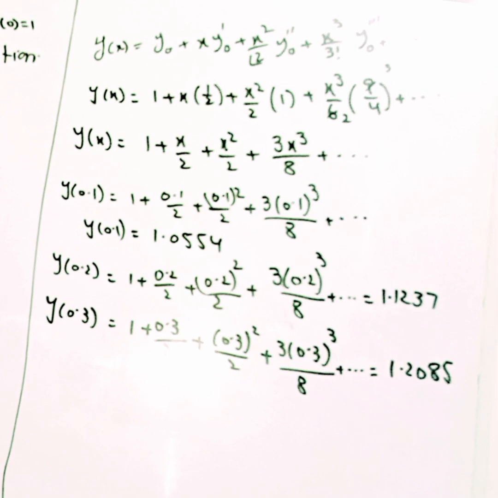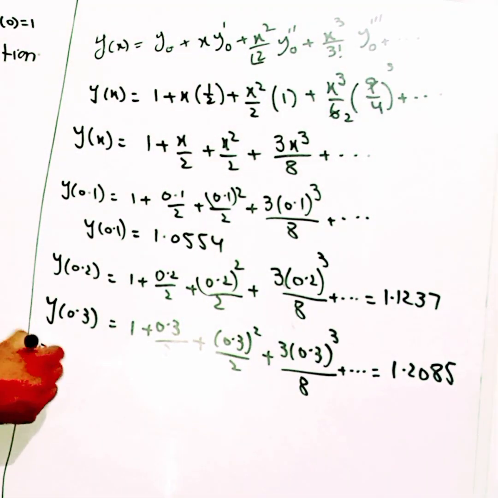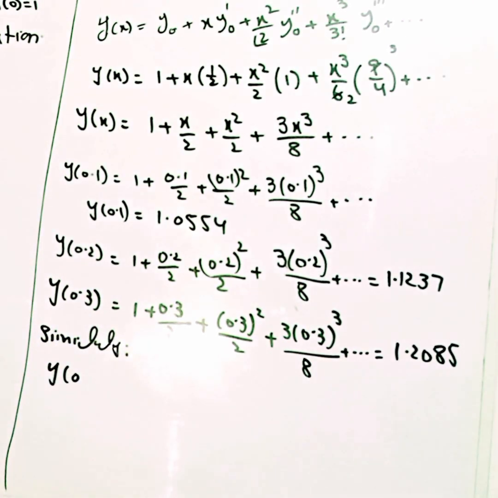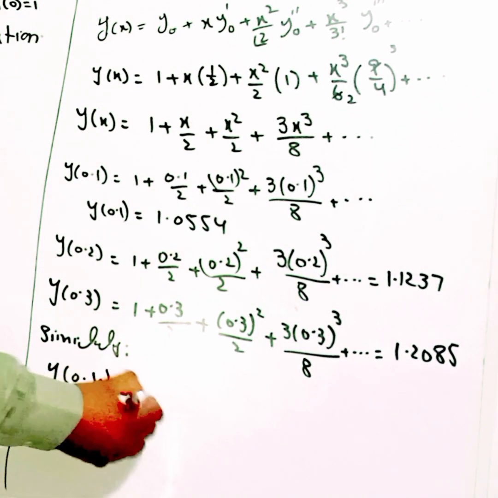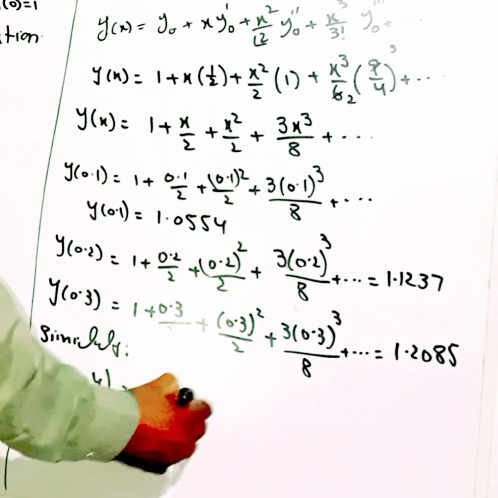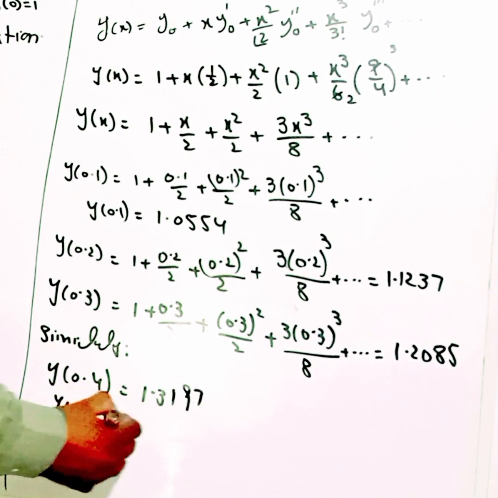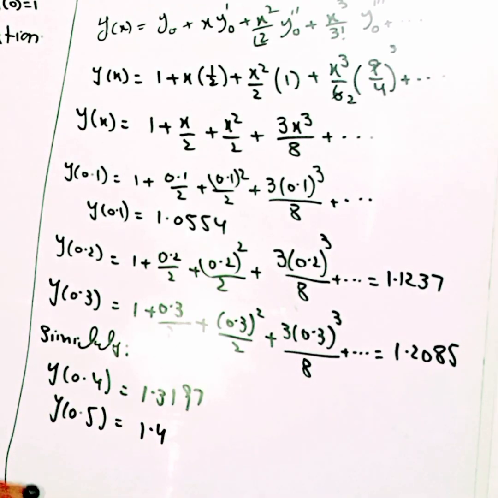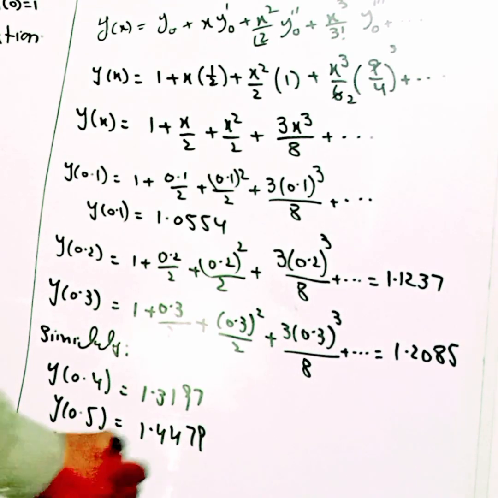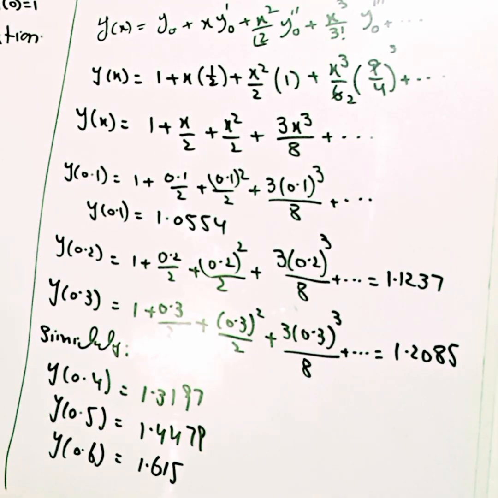Similarly, we can find y of 0.4, y of 0.5, y of 0.6. Y of 0.4 is equal to 1.3197. Y of 0.5 is equal to 1.4479, and y of 0.6 is equal to 1.615. These are the approximate values of y at x equal to 0.1, 0.2, 0.3, 0.4, 0.5 and 0.6. Now we find the exact solution.